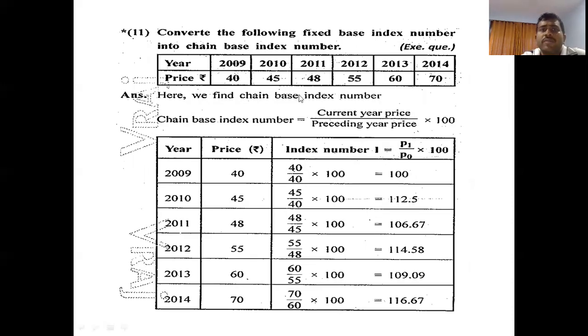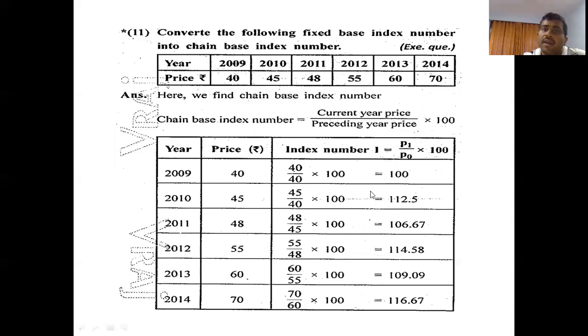Now this question says to you, convert the following FBI index number into chain based index number. Chain based index number, we know it's an easy one. What is the formula? Fixed base index number of current year upon fixed base index number of preceding year into 100. Here also there is no mention of which is the base year. Nothing is said to us. So 2009 price 40: 40 divided by 40 into 100. The next answer comes from 45 divided by 40 into 100.